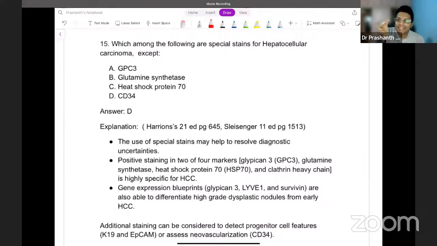So different regions can get affected, resulting in some variations in the phenotype. So it's not a one-on-one phenomenon, okay?